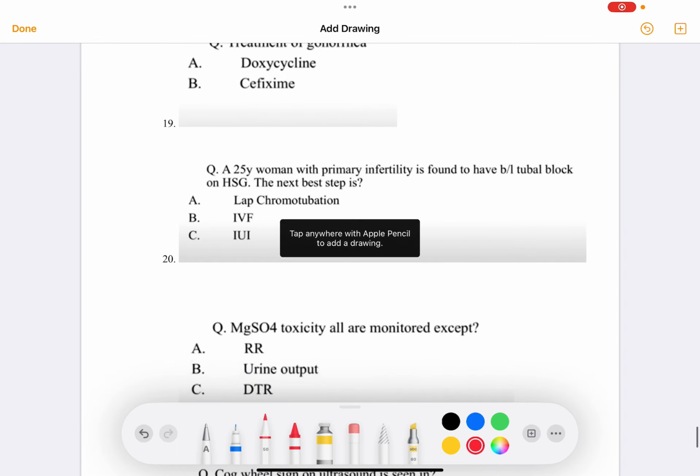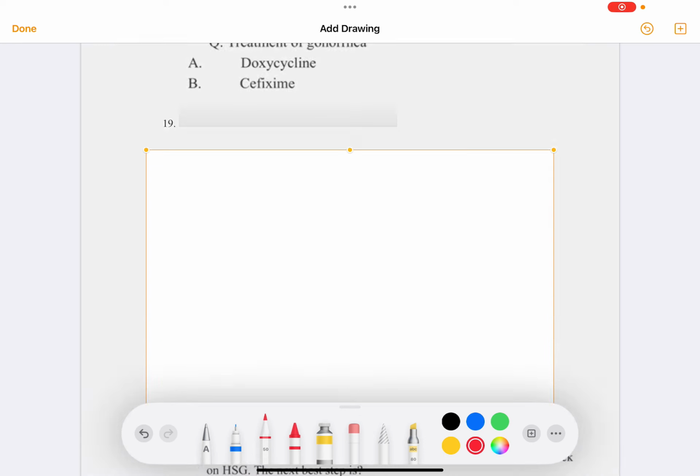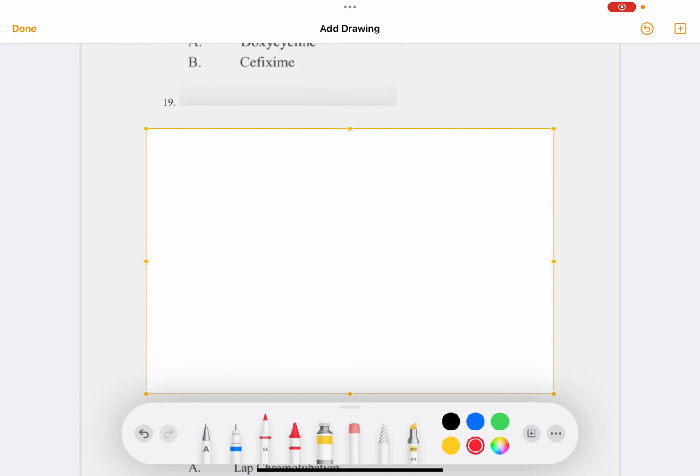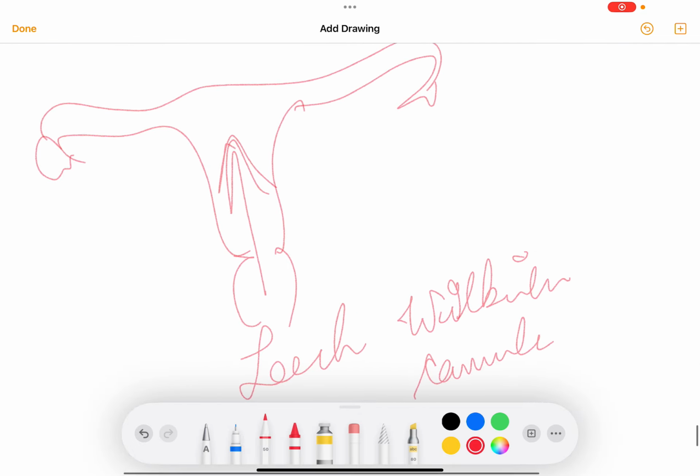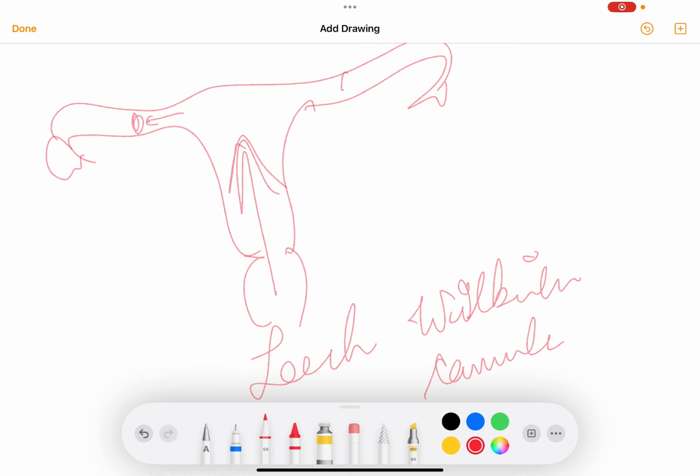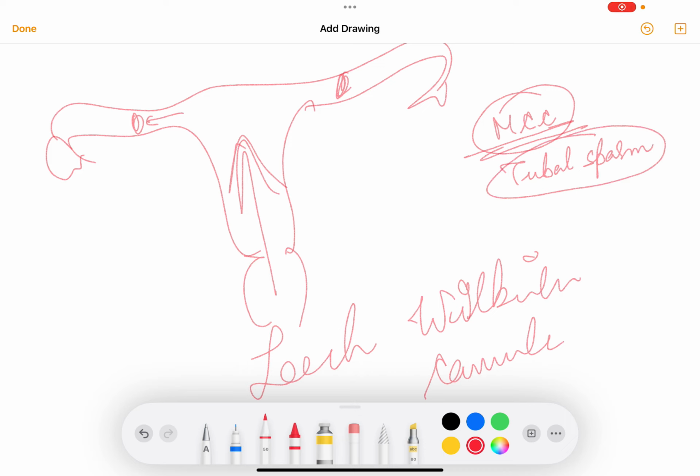25-year-old woman presents with primary infertility, found to have bilateral tubal block on HSG. The next best management? Whenever you do HSG and you find that both the tubes of the patient are blocked, dye is injected through the Leach-Wilkinson cannula, but still you find that dye is not coming out, there is block on both the sides. So the most common cause of blockage of bilateral tubes is tubal spasm. Tubal spasm occurs because patients have a lot of pain. So the next management is under general anesthesia.